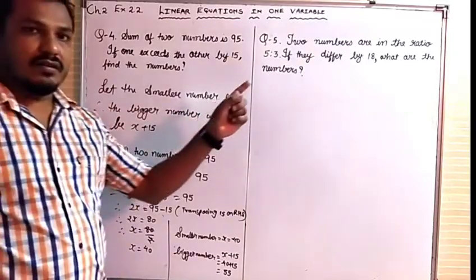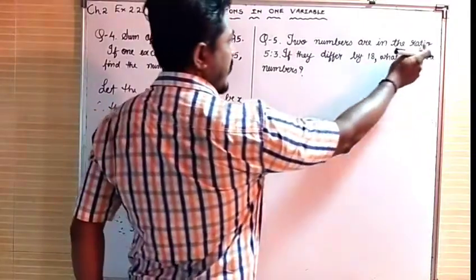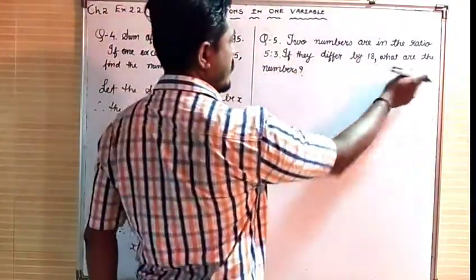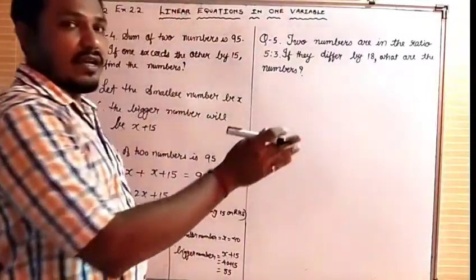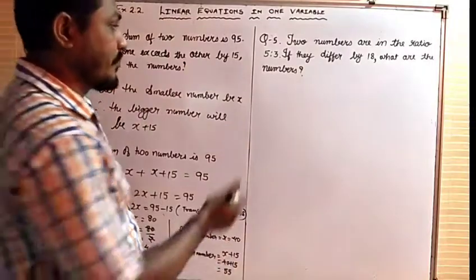Now let us see sum number 5. Two numbers are in the ratio 5:3. If they differ by 18, what are the numbers? Two numbers are there, but they are in a ratio. We don't know those numbers. So what will we do?